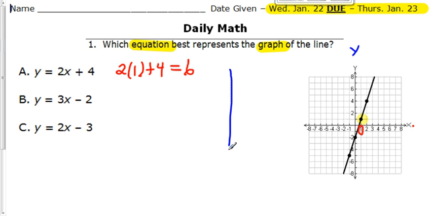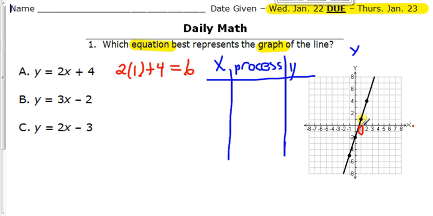So if I have a table, whatever I plug in for x, my process, that means basically my equation, my rule, what am I going to do? When you put in your process, it's going to give you your y value. Based on the graph, if I plug in 1, I should get 1 for my answer. If I plug in 2, I should get 4 for an answer.